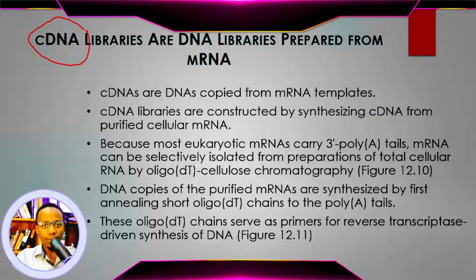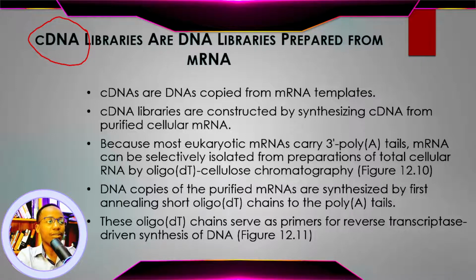And we know how to copy mRNA into DNA, right? So you use the mRNA and then you copy it into DNA. We call this cDNA. cDNA is DNA that is constructed from mRNA. So the cDNA libraries are constructed by synthesizing cDNA from purified cell mRNA. And these are really good because they are more representative of what's happening. So cDNA libraries are better than just pure DNA libraries, all right?